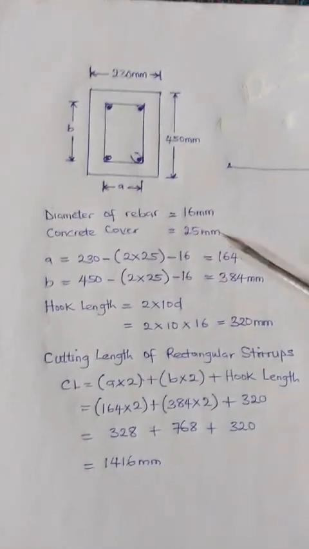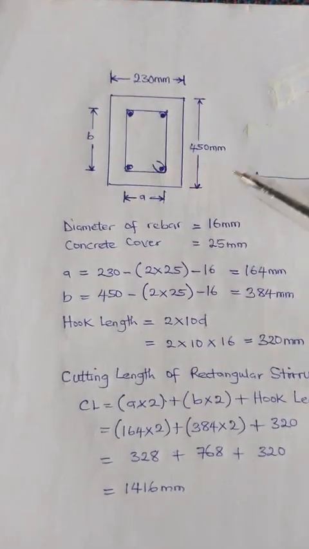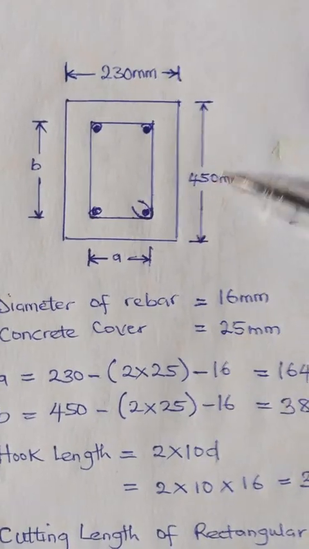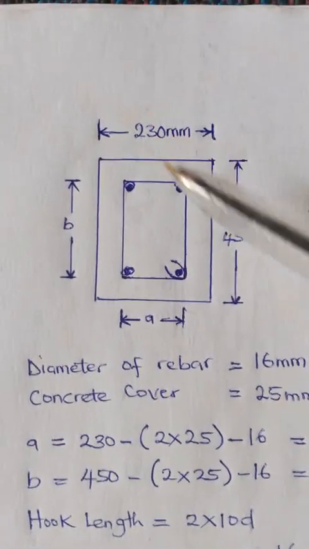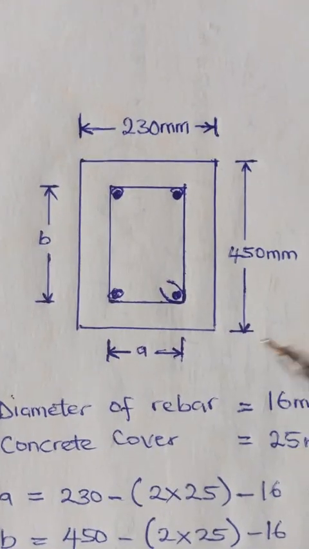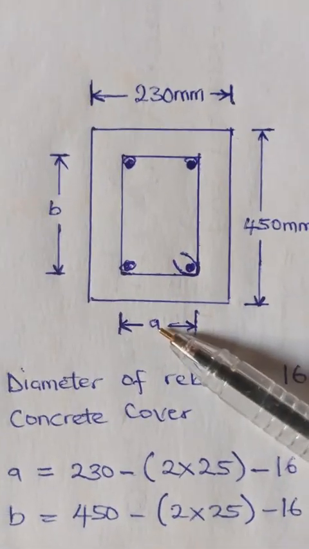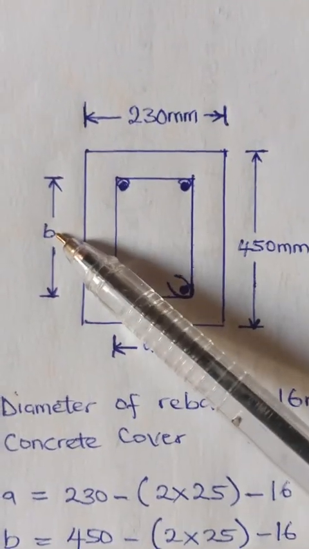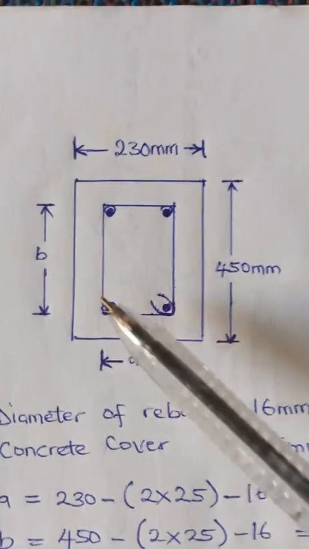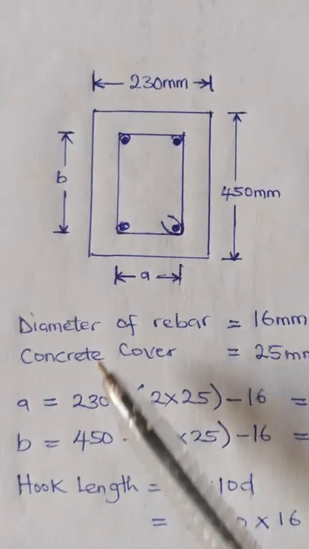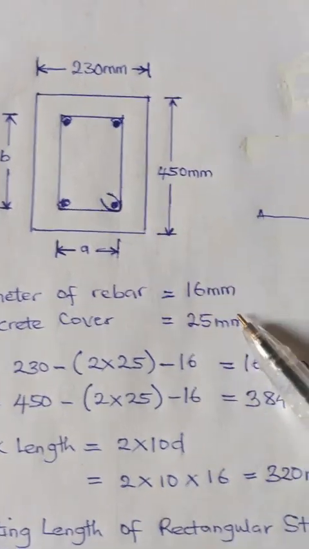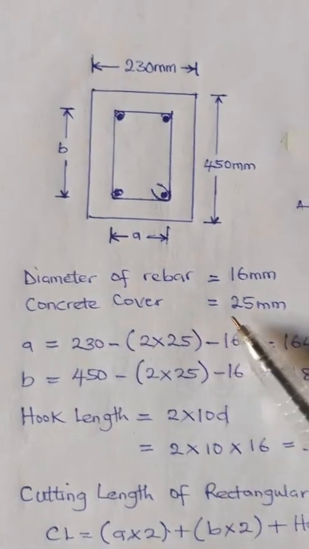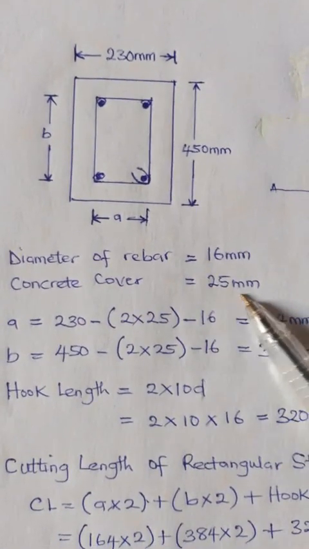So let's go. When we have a cross-sectional area in this form, we have the overall depth of the beam as 450 and the breadth as 230. The stirrup dimension is unknown on the breadth axis, while the depth axis is also unknown. We use A and B. We must have the diameter of the bar, in this case 16 mm, as stated here. Now we have the concrete cover, which here is 25 mm.